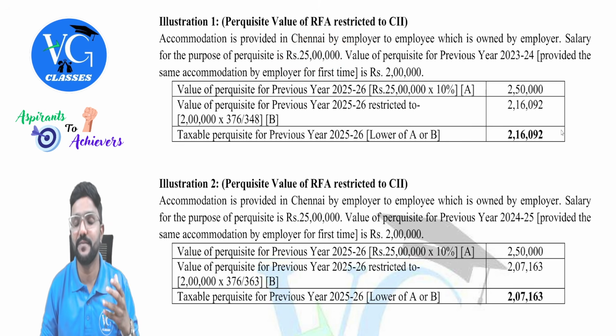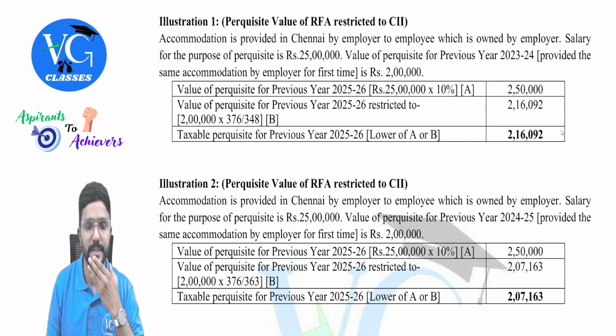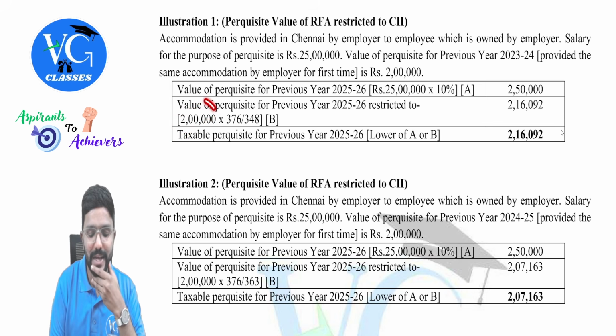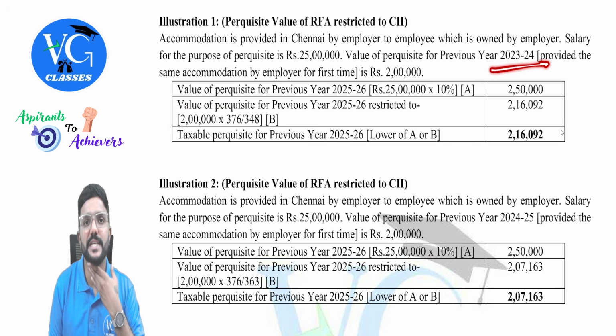Questions may not give this figure directly. You need to compute it. Clear? But here, just to make you understand this concept, I have straight away taken the value. Okay, sir. And this 2 lakh is the value of perquisite provided in the year 23-24.